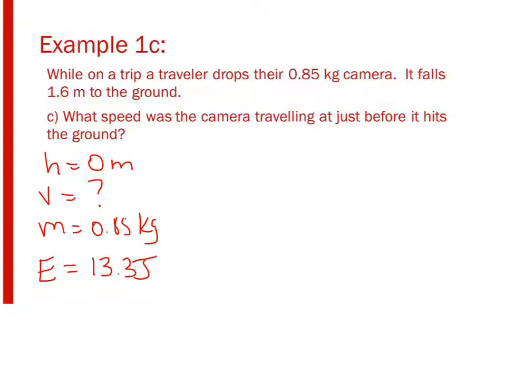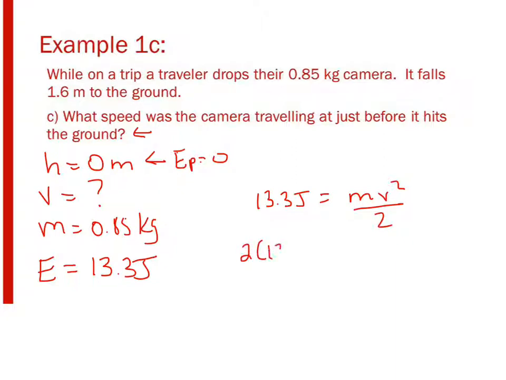And because it's just before it hits the ground, we're going to assume it's like millimeters off the ground. So if h is 0, then EP is 0. So we don't have to worry about that. So we're going to take that 13.3 joules, and it's all kinetic energy. Then if we want to rearrange, we would be doing 2 times 13.3 divided by our mass and square root it to get our V.